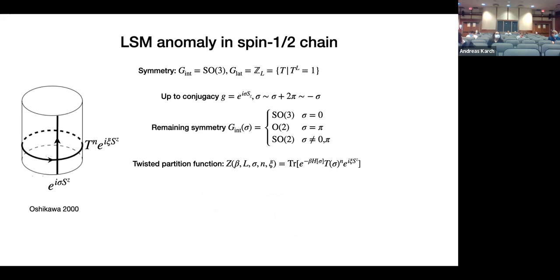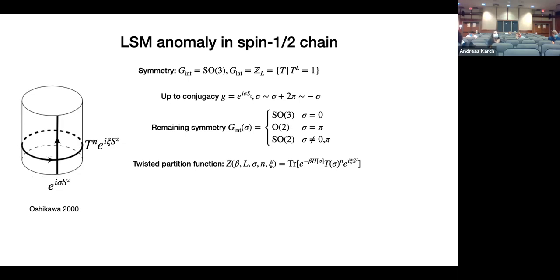Again, the setup is the same. We have a space-time torus. Space is the lattice. Time is continuous. We can insert internal symmetry defects in the spatial direction, any of them. And we can insert any symmetry defect in the time direction as long as it commutes with the spatial twist.